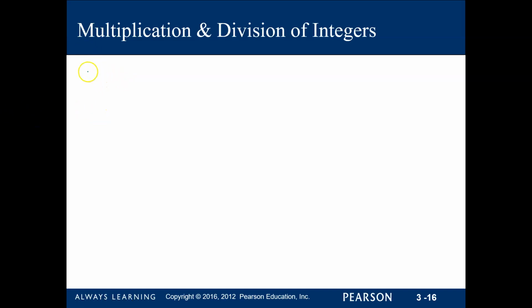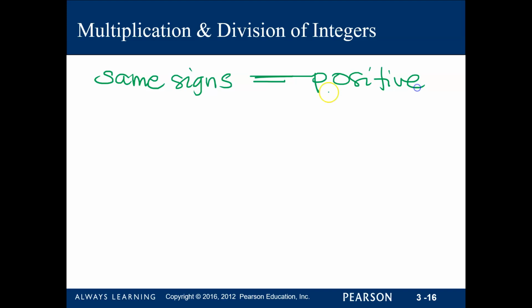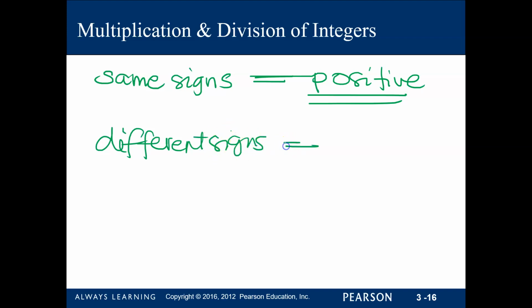If you are multiplying or dividing the same signs, the answer will always be positive, okay? If they are different signs, the answer will always be negative, okay?